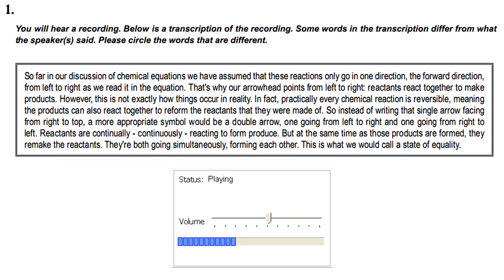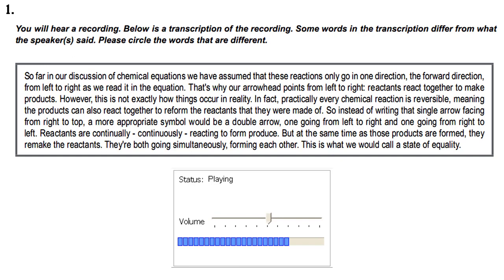In fact, practically every chemical reaction is reversible, meaning the products can also react together to reform the reactants that they were made of. So instead of writing that single arrow facing from left to right, a more appropriate symbol would be a double arrow, one going from left to right and one going from right to left.